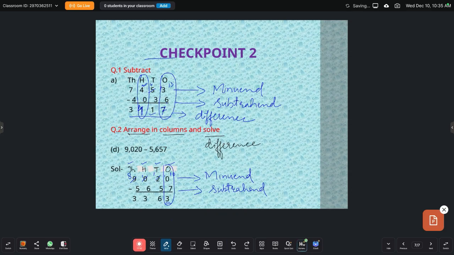Sorry, this will become 11. This 10 will give 1 to this number. This becomes 11, and this remains only 9. So 11 minus 5 is 6. Now 9 minus 6 is 3. And 8 minus 5 is 3. The rest of the parts you will do yourselves.